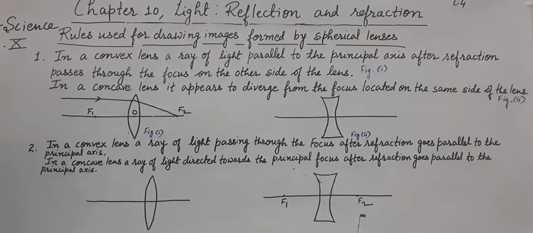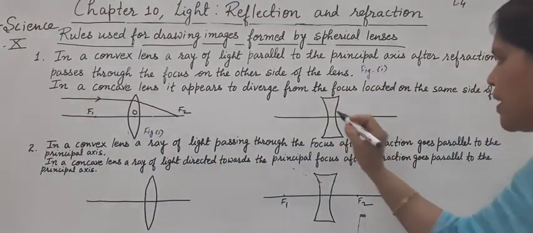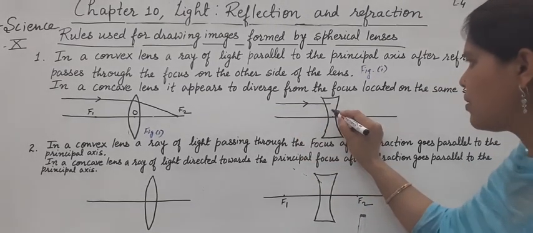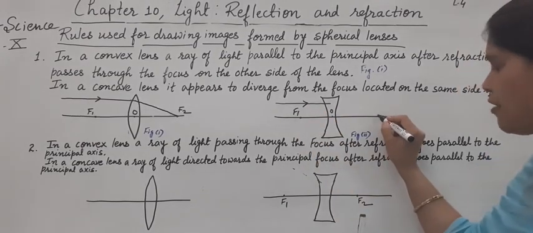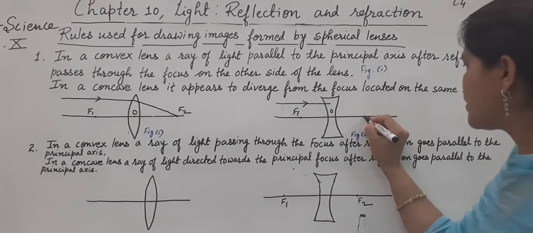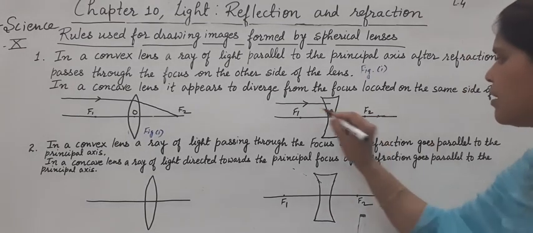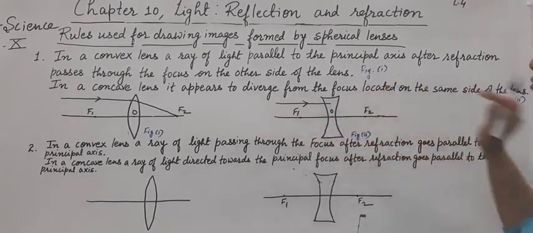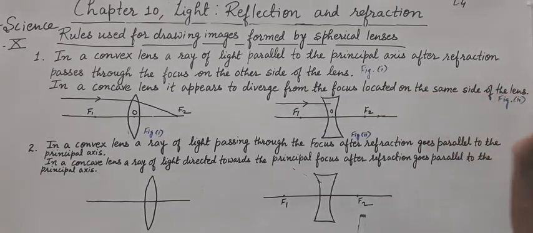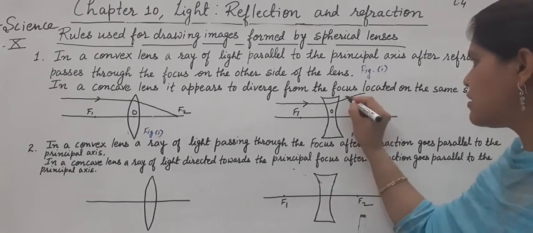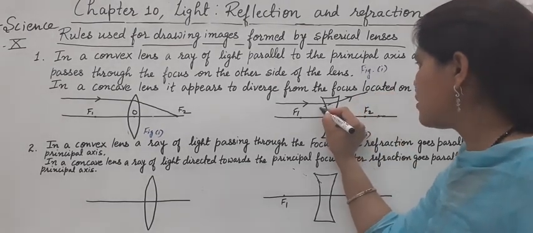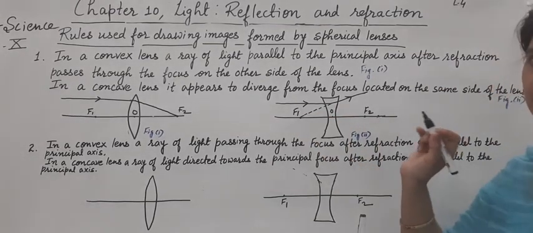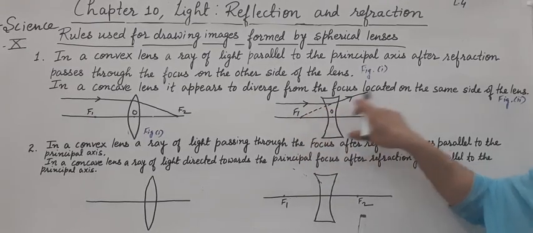In case of a concave lens, now when a ray of light is parallel to the principal axis, this is the ray of light, parallel to the principal axis. This is the principal axis, O, F1, F2. This is the incident ray, parallel to the principal axis. After refraction, it appears to diverge from the principal focus located on the same side of the lens. This is the refracted ray. If we extend this, it meets at this point, which is called the principal focus. So it appears to meet at F1, the principal focus located on the same side of the lens.